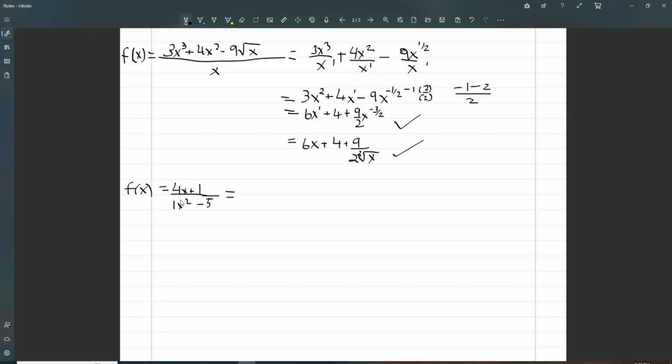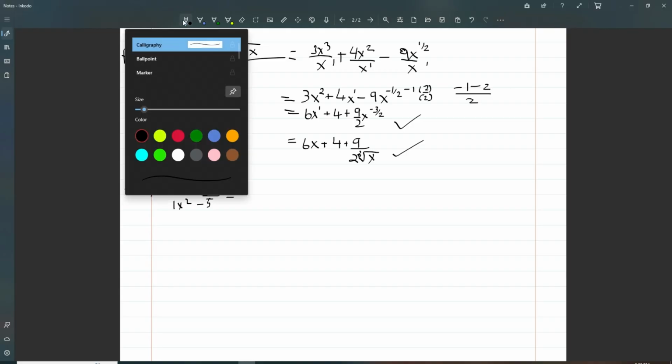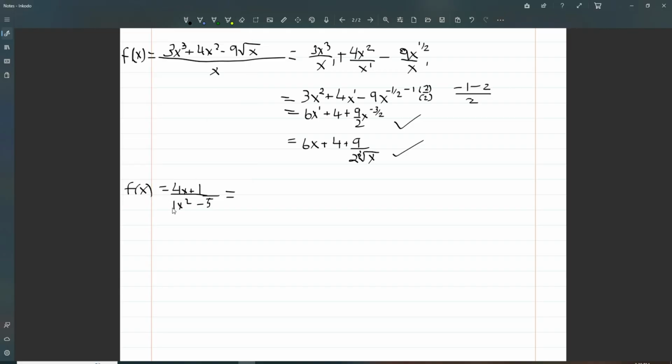So we have 4x plus 1 over 1x squared minus 5. Okay, so I put the 1 there just so you remember that there is a 1 there, but I'm going to erase it. But remember that because on the paper, that's going to be omitted, but it's there. Okay, so we're dealing with the quotient. But the denominator, it's a bit complicated. This isn't something we could take apart. We can't do 4x over x squared minus 5 plus 1 over x squared minus 5. We can't do that. That's not allowed. So instead, we're going to do the usual approach.